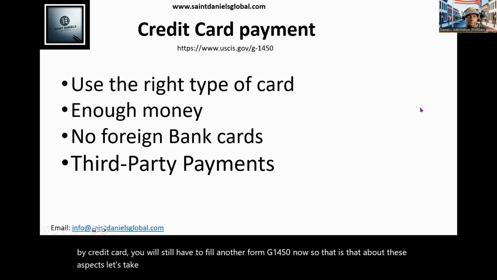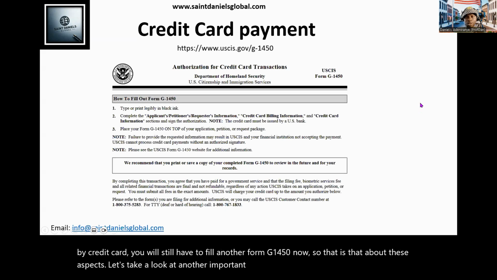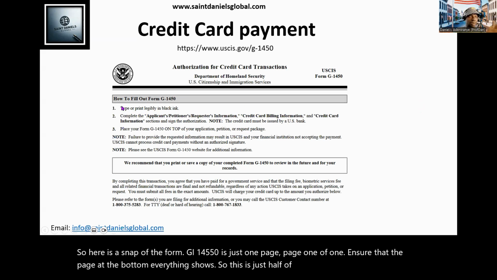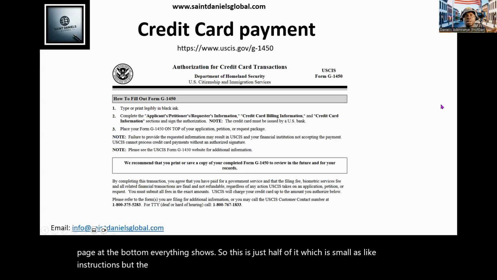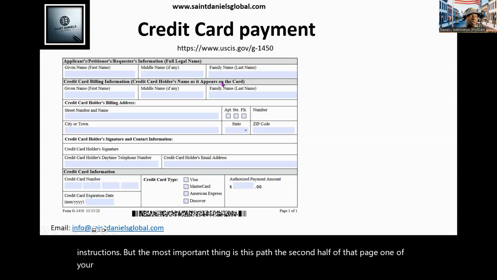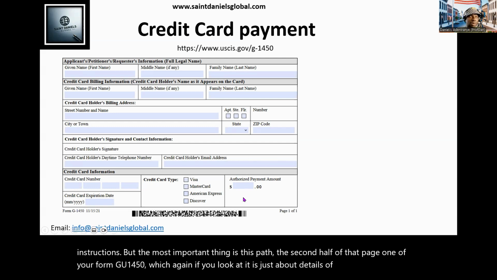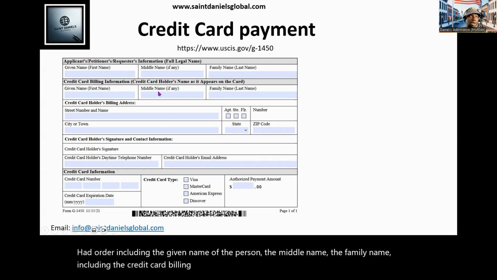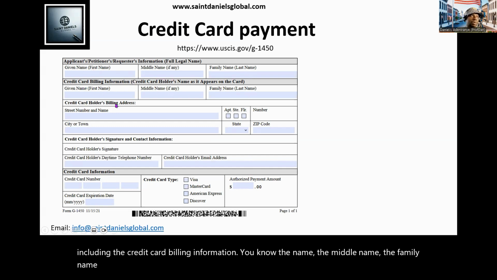Let's take a look at another important thing. So here is a snap of the form G-1450. It's just one page, page one of one. Ensure that at the bottom of the page, everything shows. This is just half of it, which is more or less like instructions. But the most important thing is the second half of that page of your form G-1450, which, if you look at it, is just about details of the card holder, including the given name, the middle name, the family name, and the credit card billing information, including the credit card holder's billing address.